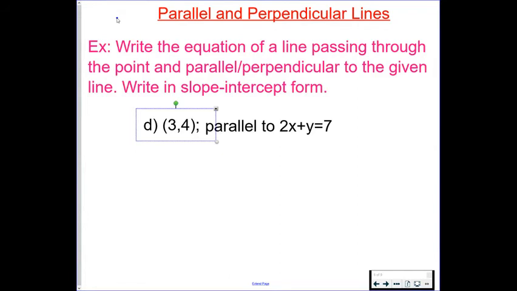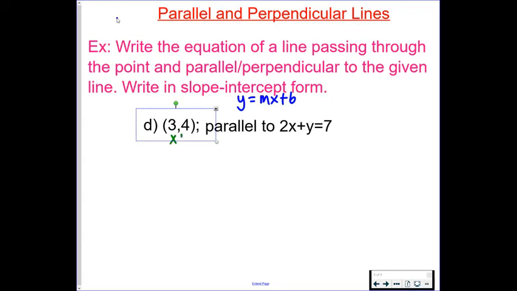Okay, let's try some more where we're actually applying what we know about parallel and perpendicular lines and linear relationships. It says, write the equation of a line passing through the given point and parallel or perpendicular to the given line. Write in slope-intercept form. Remember slope-intercept form? Y equals mx plus b. So that's what we want our final answer to be in. Let's see what we're given.